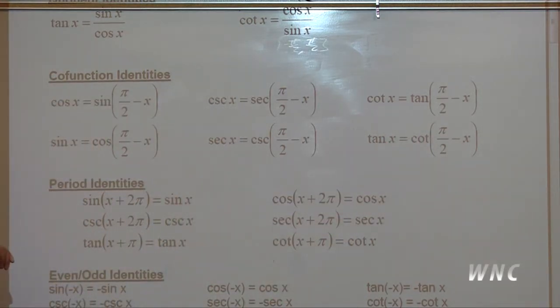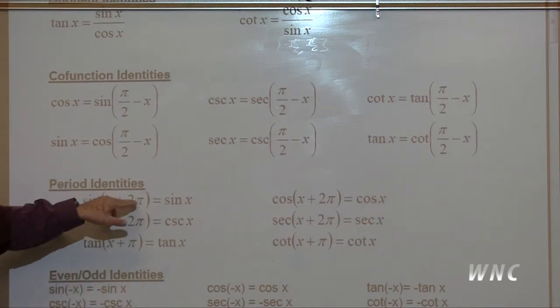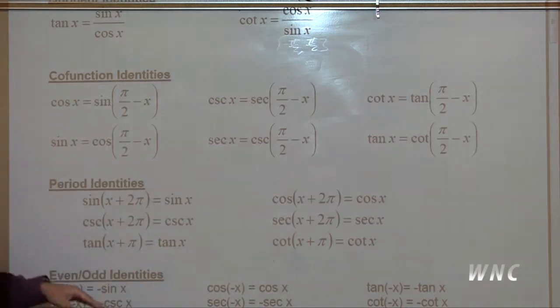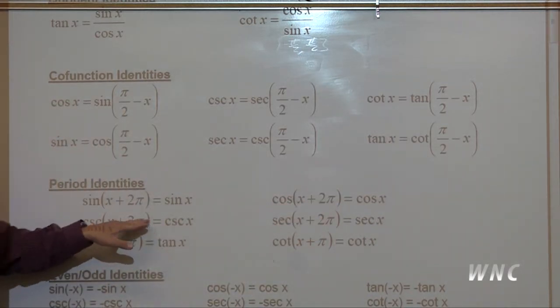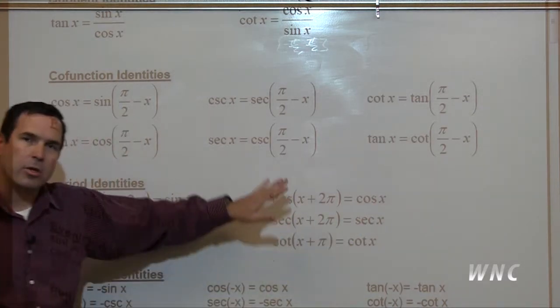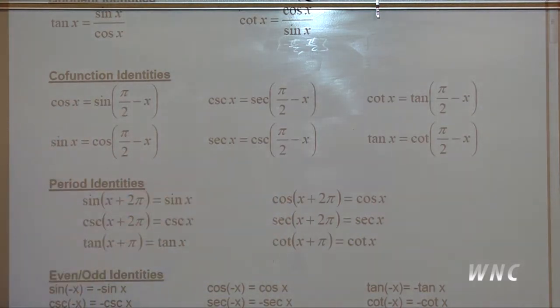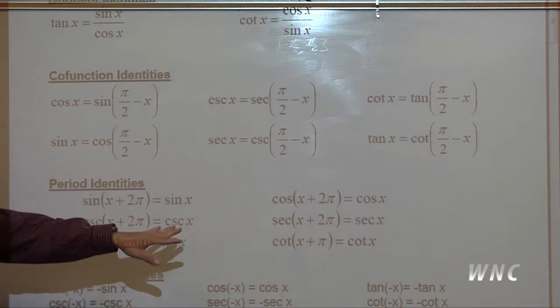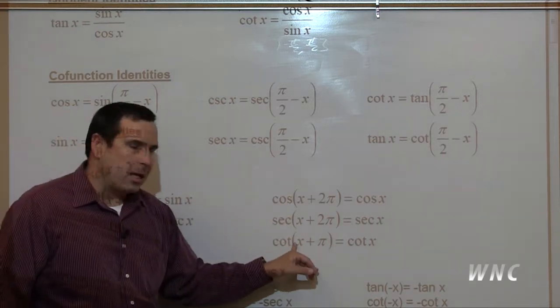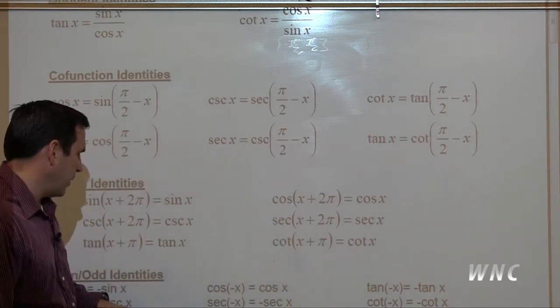Period identities, when they start repeating themselves, if it's not shifted in some way or have some coefficient for x. Sine of x plus 2 pi is sine x. Cosine of x plus 2 pi is cosine x. Cosecant of x plus 2 pi is cosecant x. Secant of x plus 2 pi is secant of x. So those all have a period of 2 pi. Tangent and cotangent are different. Tangent of x plus pi is tangent of x. And cotangent of x plus pi is cotangent of x.